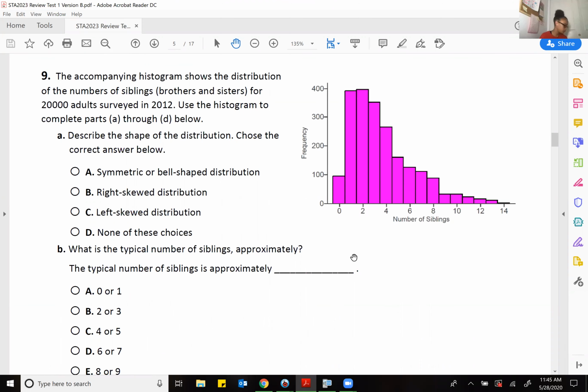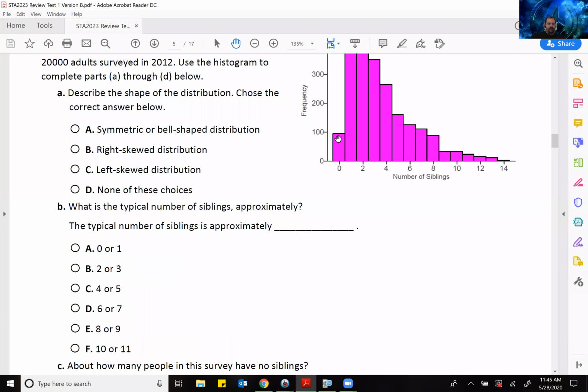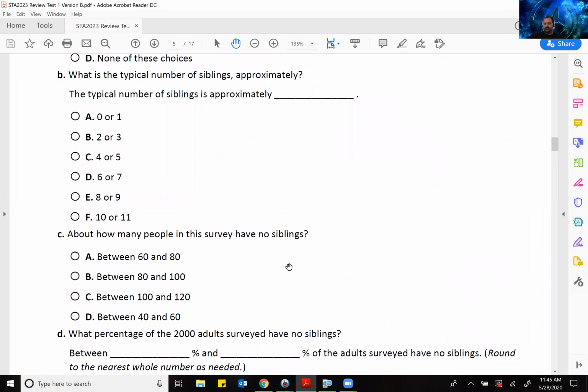About 100. Okay, about 100. So which answer would you go with? B. B, 80 to 100. Yeah, I wouldn't go with this one, even though it does have 100 in it, because this is over that. And obviously, we're still under 100 here. So definitely B. See, good observations.